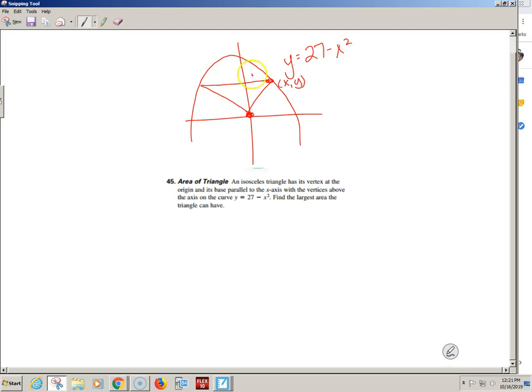How do you get to any arbitrary x, y point? Don't you go over an x and up a y? Wouldn't you go up y over x to get here? So, assuming this is a perfect picture, what would be on this side? Another x, if everything was perfectly centered the way it should be. I would have my base of my triangle being x, actually 2x, and my height being y.